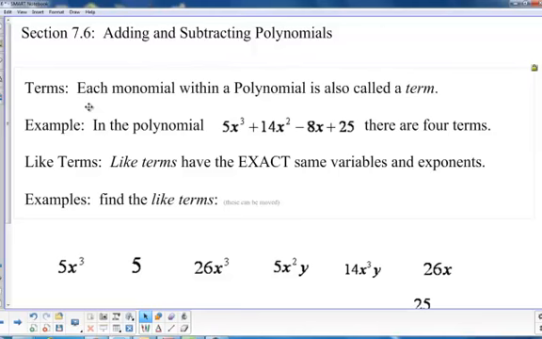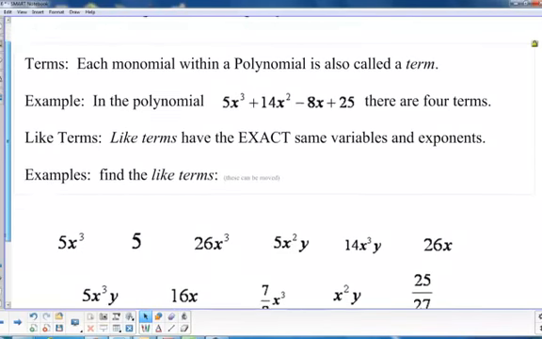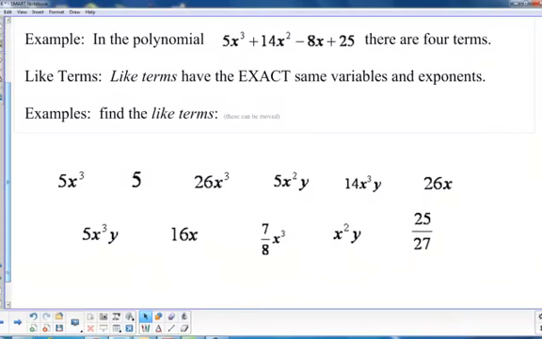All right, we're going to add and subtract polynomials. And when you add and subtract these, you have to find like terms. So if we want to look for like terms here, we're going to look for all the x cubes. And we can put all these together. All the x cubes are like terms. Here's another one.